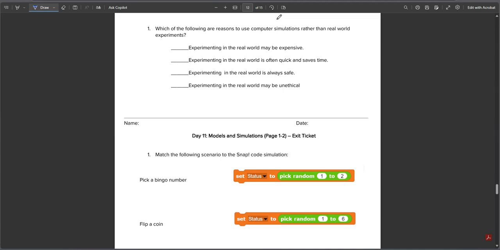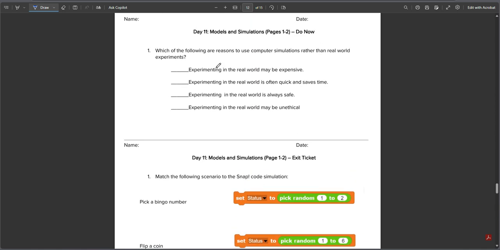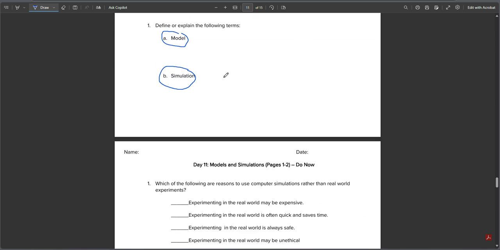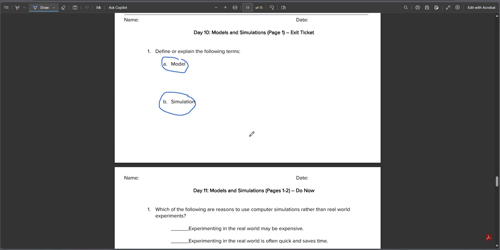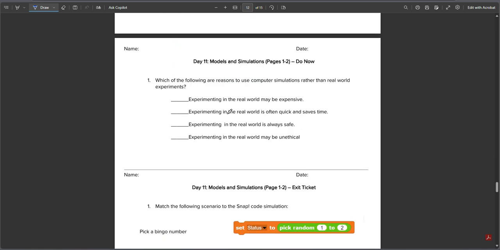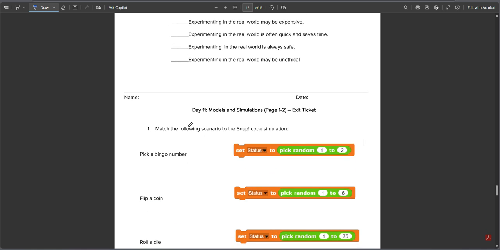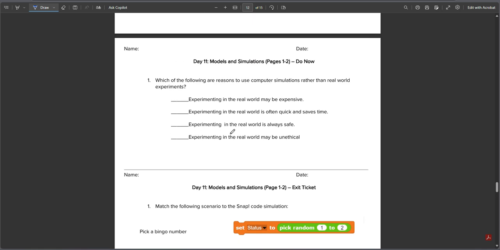Alright, so you would have done this the day before, Friday. This is from the simulation. You would have done this one first, and then this one. So I'll just go over these two real quick because they're very simple, but you need to be aware of them. Which of the following are reasons to use computer simulations rather than real world experiments?